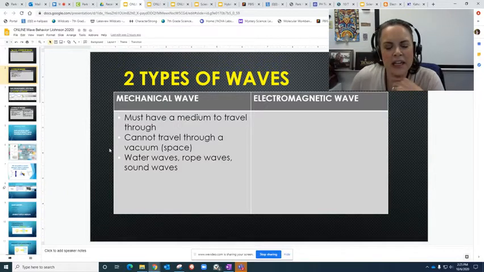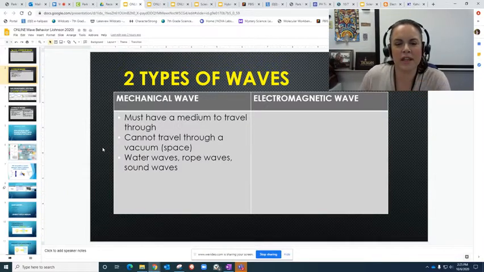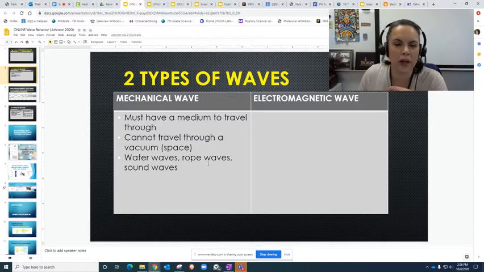Okay, so hopefully you have written some of these things down. And so what we've been learning over the last couple weeks about mechanical waves are going to include water waves, slinky waves, rope waves, sound waves. Seismic waves are included in mechanical waves, like earthquakes.